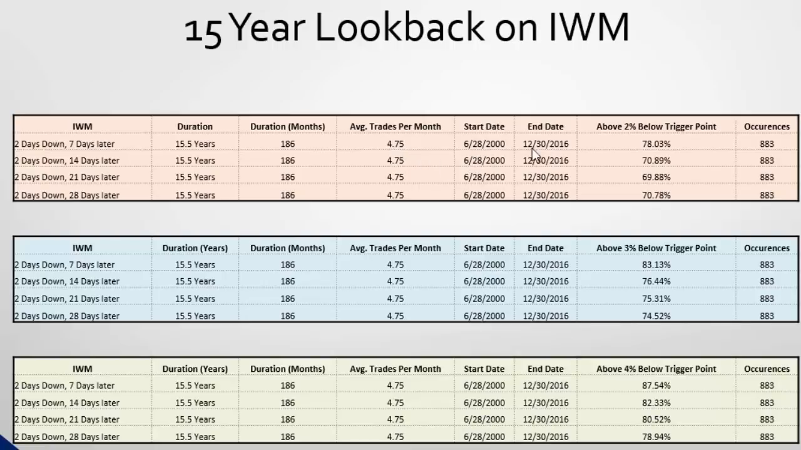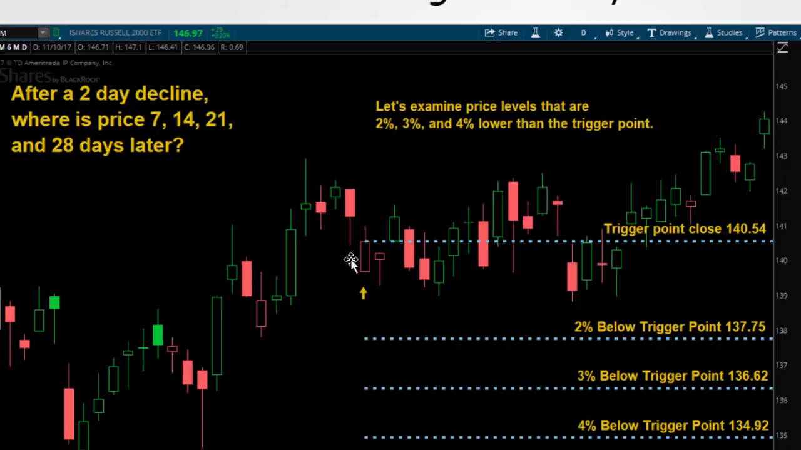This was the time frame of the study, from mid-June 2000 all the way to December 30th, 2016, so it's just over 15 years. And this is the section that's really different for each section. Here we're looking at above the 2% trigger point. Let me go back to this chart. This first section is saying, on 2 days down, 7 days later, 14 days later, these are the results of where it is above the 2% level, meaning 2% below the trigger point.